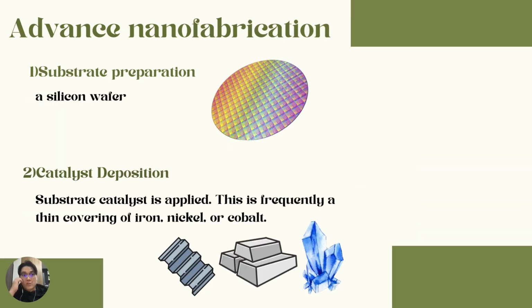And next one we will talk about the advanced nanofabrication. First one is substrate preparation. Mostly we will use a silicon wafer, clean and prepare it for the next step. And the next one is catalyst deposition. In this step we will add a catalyst layer, typically a thin layer of metal such as iron, nickel, and cobalt, on the substrate. In this fabrication, we will use nickel.